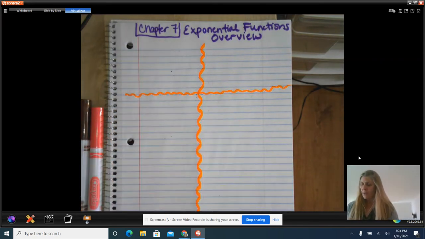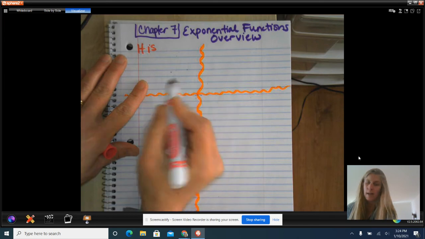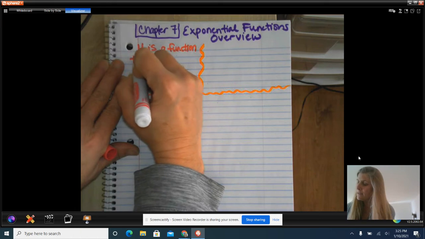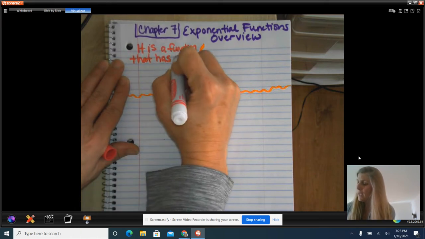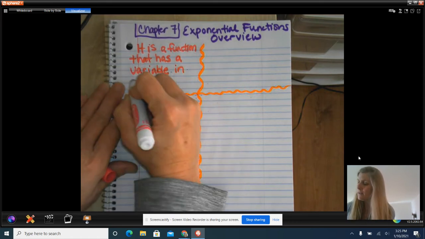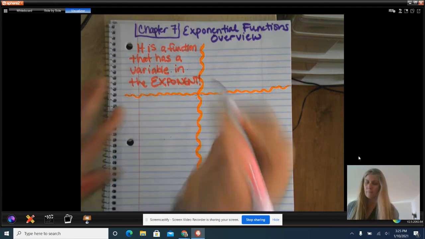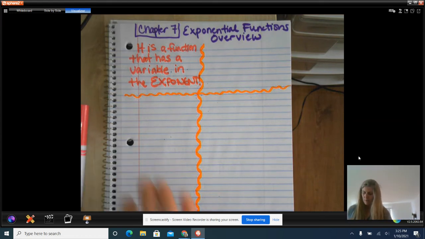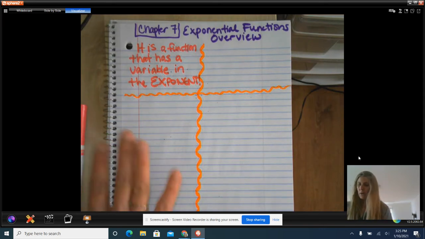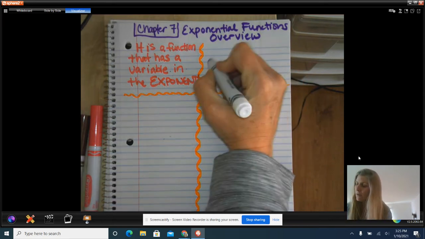Now, what is the definition of an exponential function? It is a function that has a variable in the exponent, hence the name. Okay, and we've taken a look at exponential functions throughout our geometric sequences, and we know that they fall into the equation like a geometric function as well.